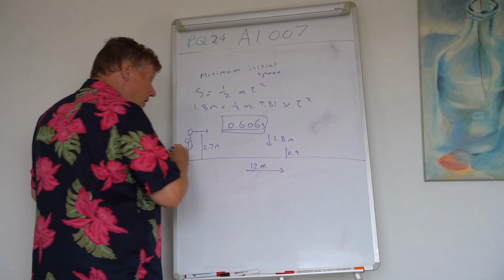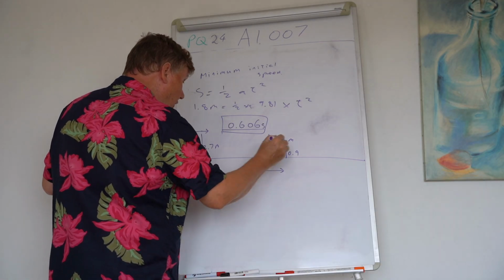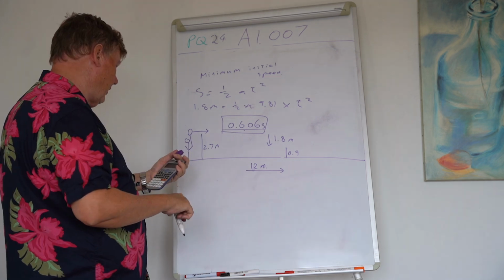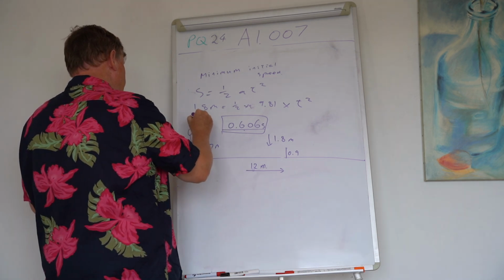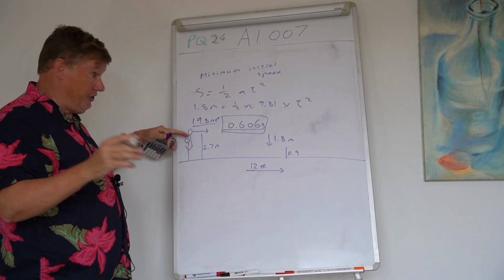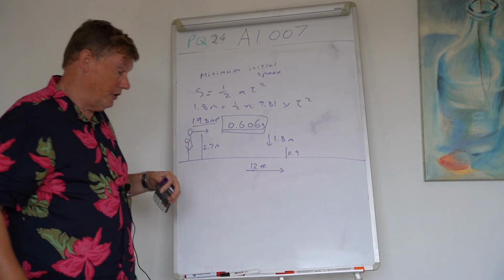So its horizontal speed must be 12 metres divided by that. So it must be going at 19.8 metres per second. There's no extra work to be done because you know the vertical component was 0, because you're told it was going horizontally.